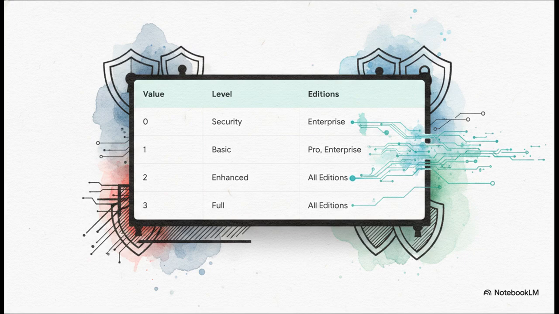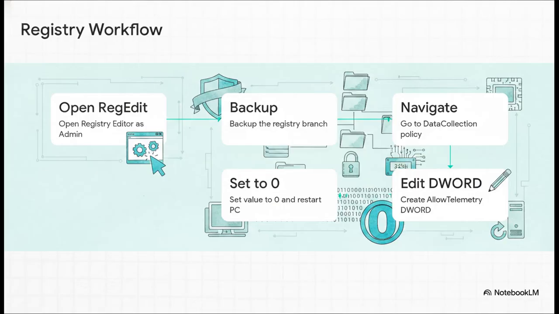But if you have an enterprise environment, check out that top row. Setting that registry value to 0 locks the machine into the security level, which effectively cuts off that standard diagnostic data stream we were talking about earlier. For the IT professionals tuning in, here's the exact machine-wide workflow to make this happen.